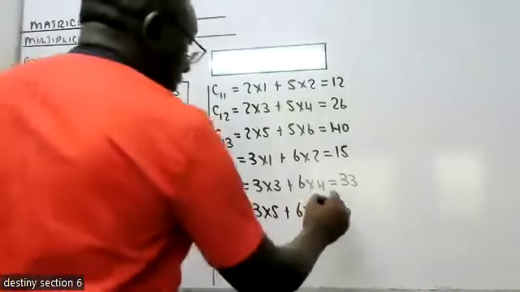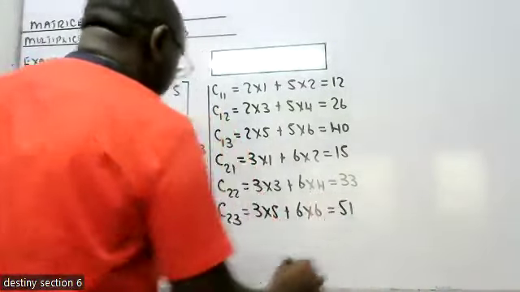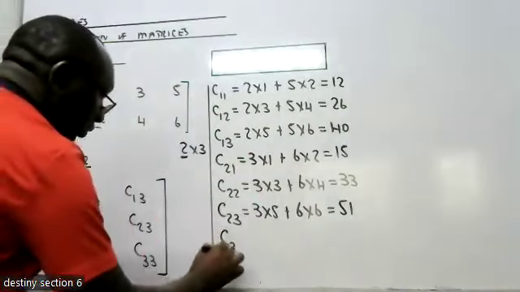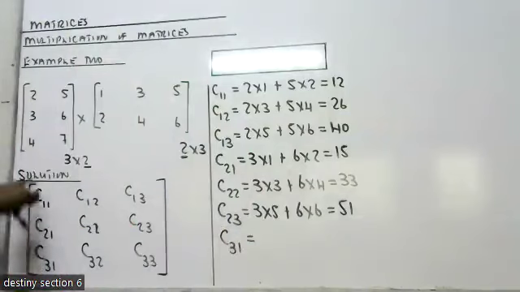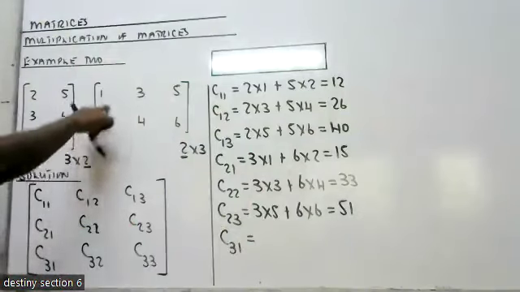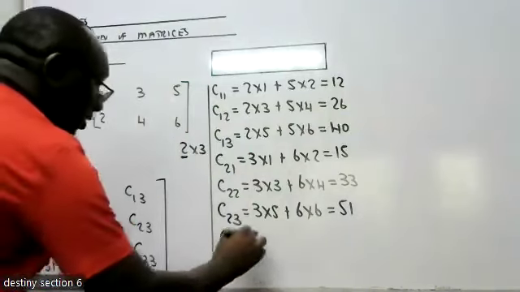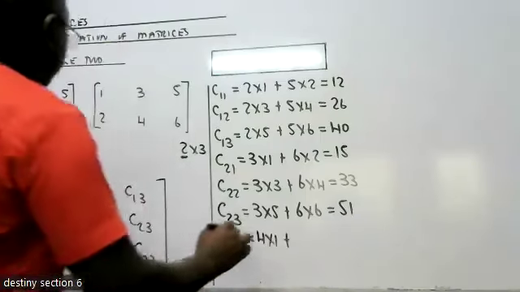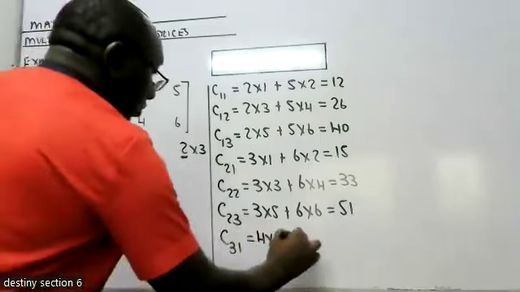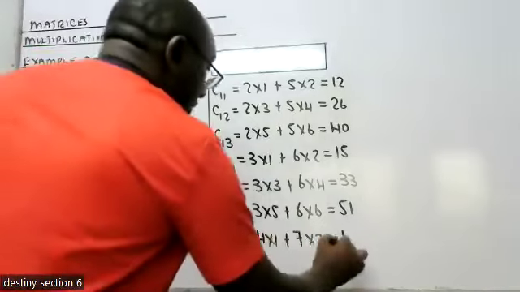Good. Now we go to C31. C31, it is the third row, first column. So 4 times 1 plus 7 times 2. 4 times 1 plus 7 times 2 is 18.